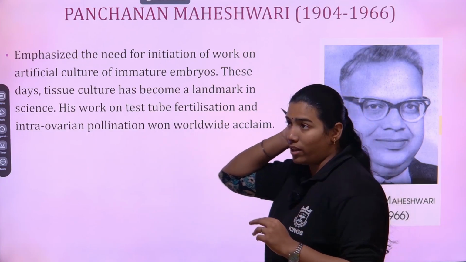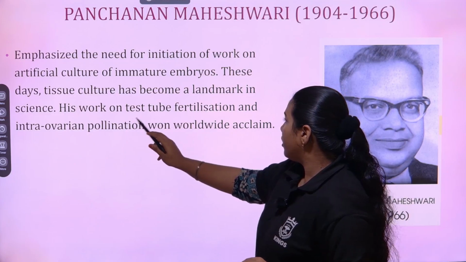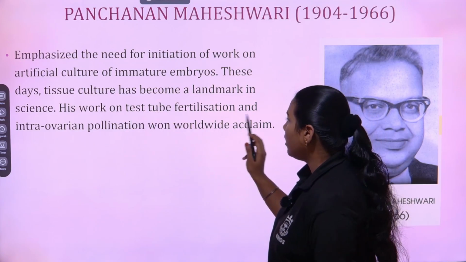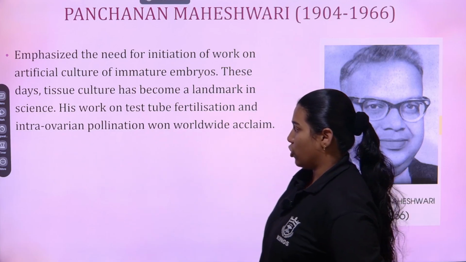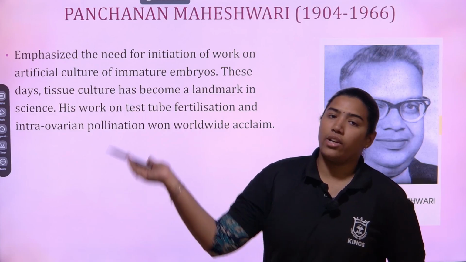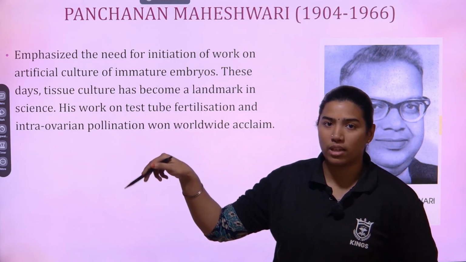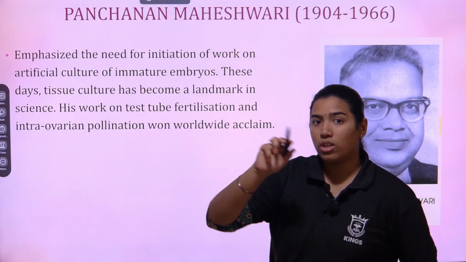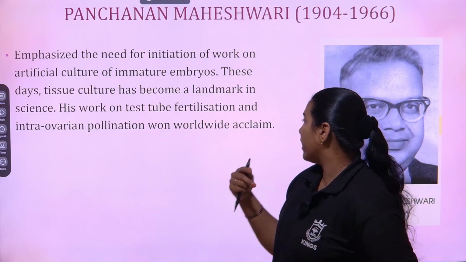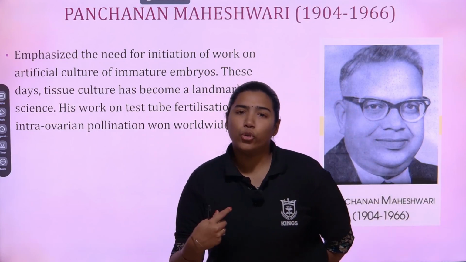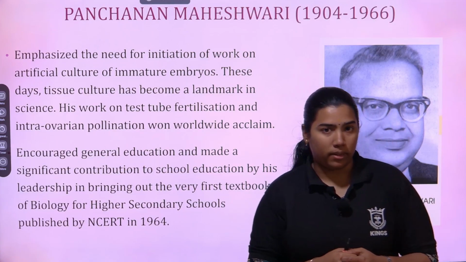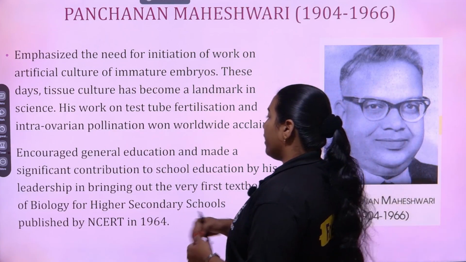Next, his work on test tube fertilization. Just remember one thing: in test tubes, we call it in vitro, right? In vitro fertilization, and intra-ovarian pollination, within the ovary. Pollination is what I told you, transfer from anther to stigma. But what he did was not to the stigma, but directly to the ovary. That kind of pollination won worldwide acclaim. It was so unique and so interesting for scientists to read. That didn't happen normally. Okay, and next, encourage general education.